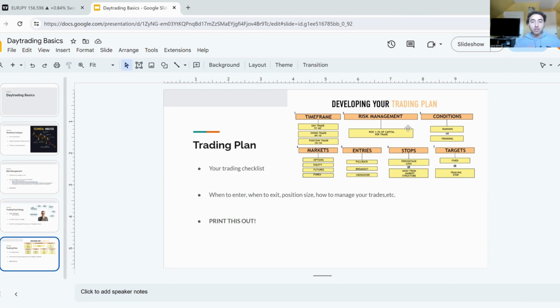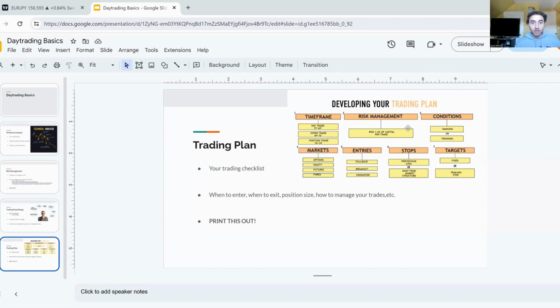And the point is to print this trading plan out. That way, when you're in front of the markets, guys, as a beginner trader, everyone faces this. I used to face this myself. It is very difficult to know whether or not you're doing something right when the charts are in front of you and you have to make decisions quickly.